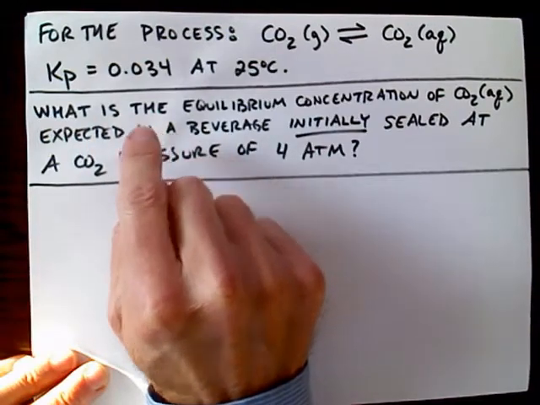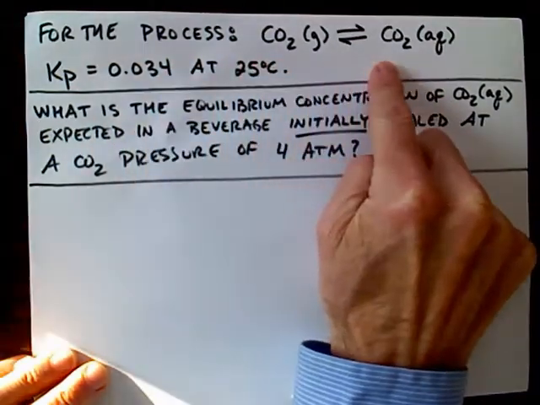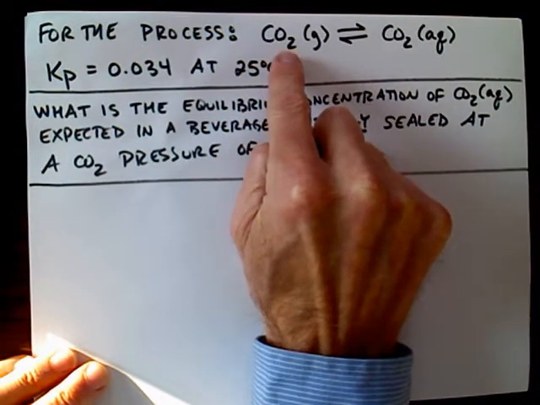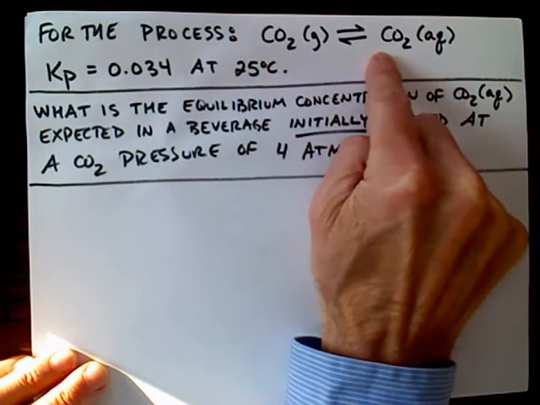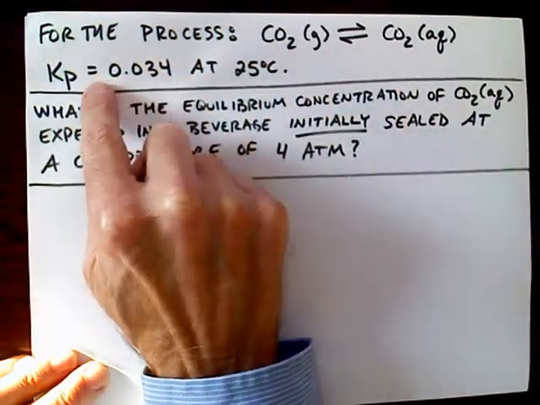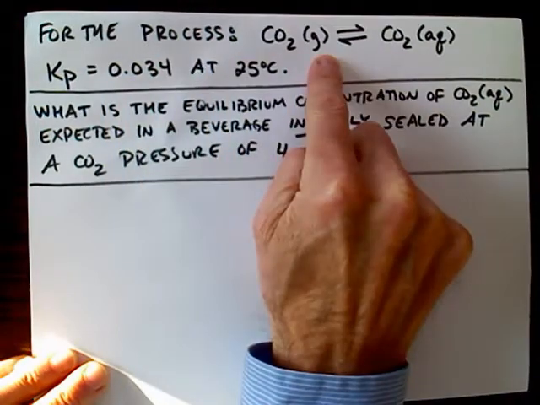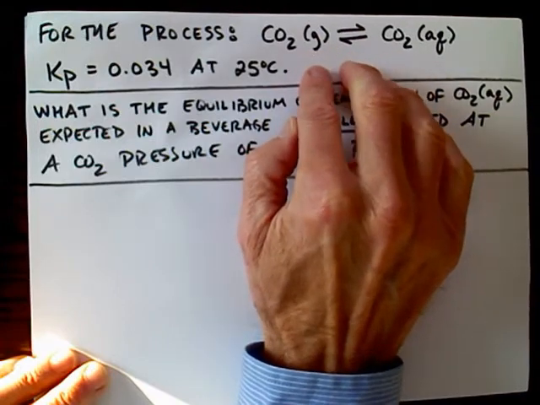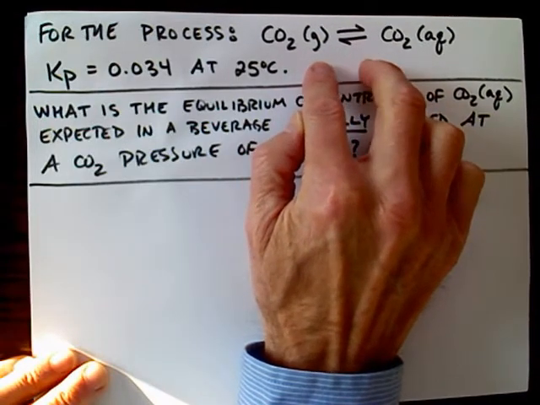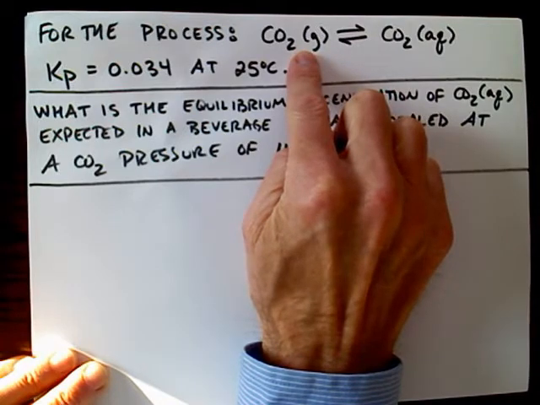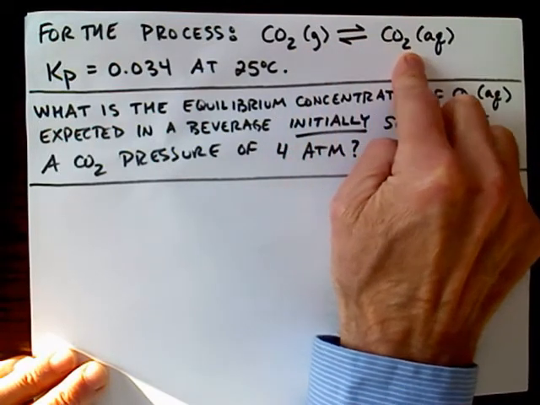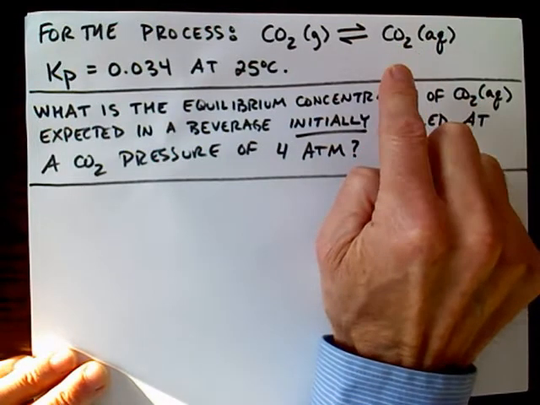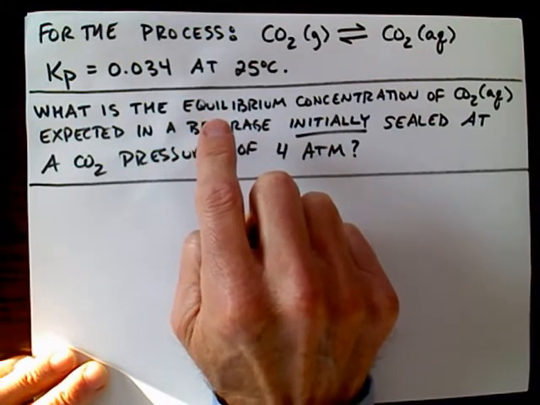In this question, we're going to deal with this same process in a slightly different way. Last time we thought about dissolving carbon dioxide gas in a beverage, with Kp 0.034 for this process. In the first problem, we gave you the equilibrium value of the carbon dioxide gas, and from that we solved for the equilibrium concentration of dissolved carbon dioxide. This question is going to be a little bit different, and a little more difficult.